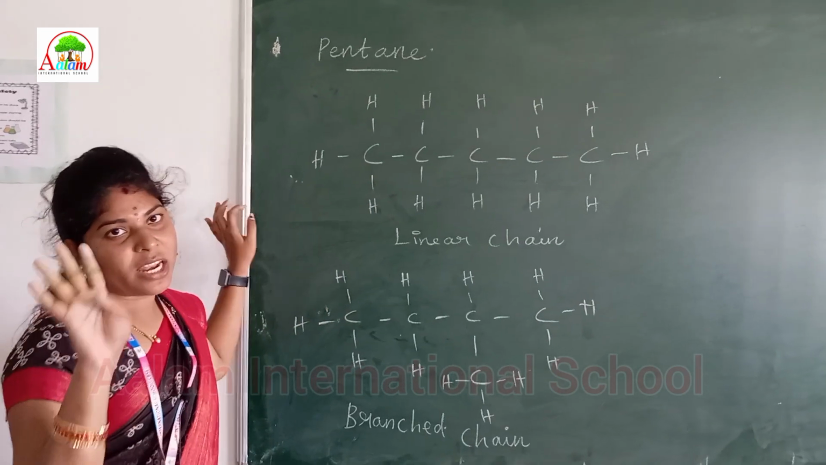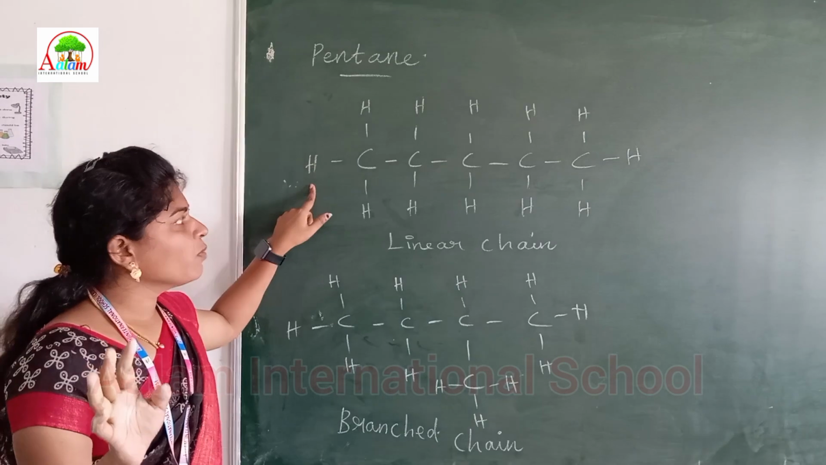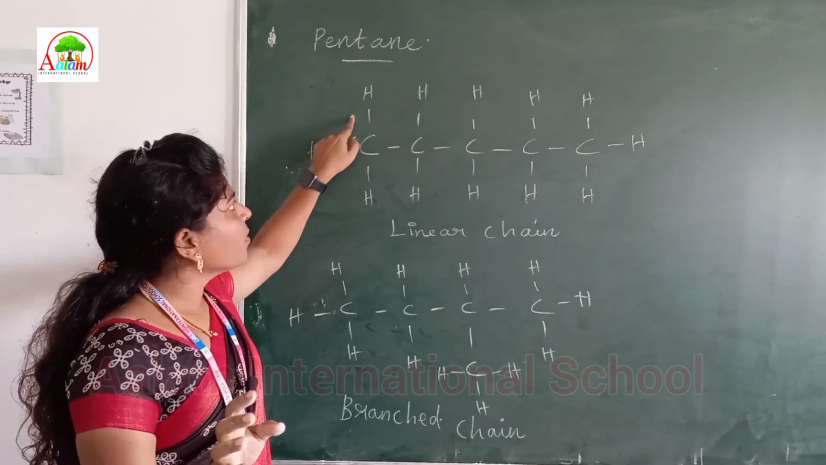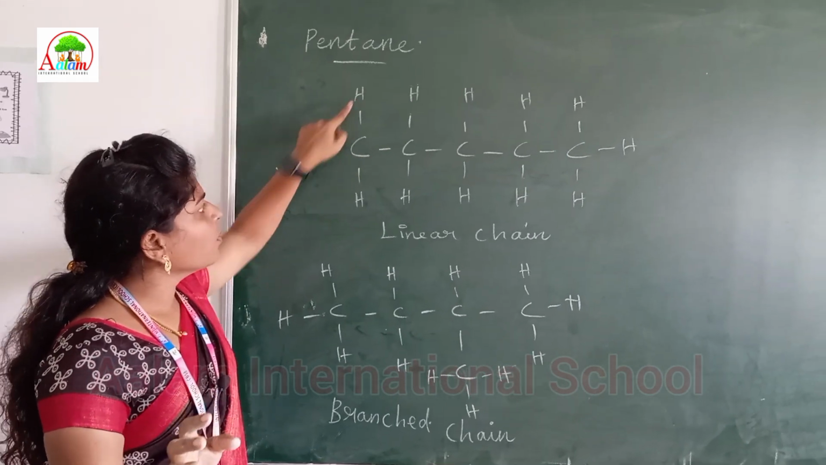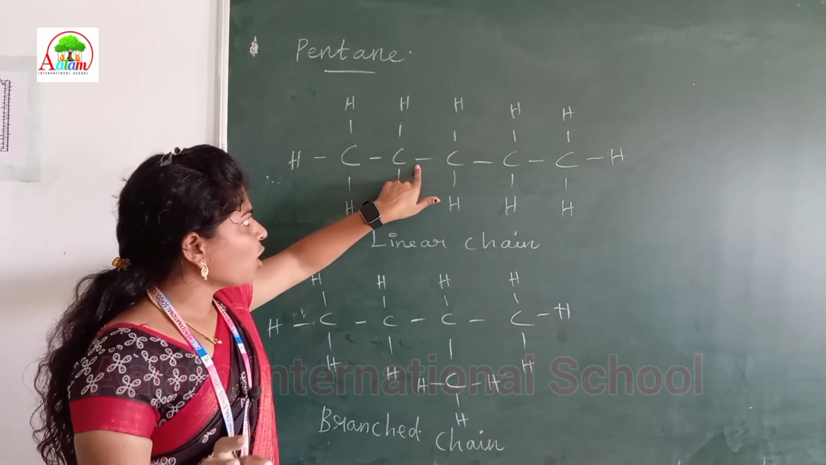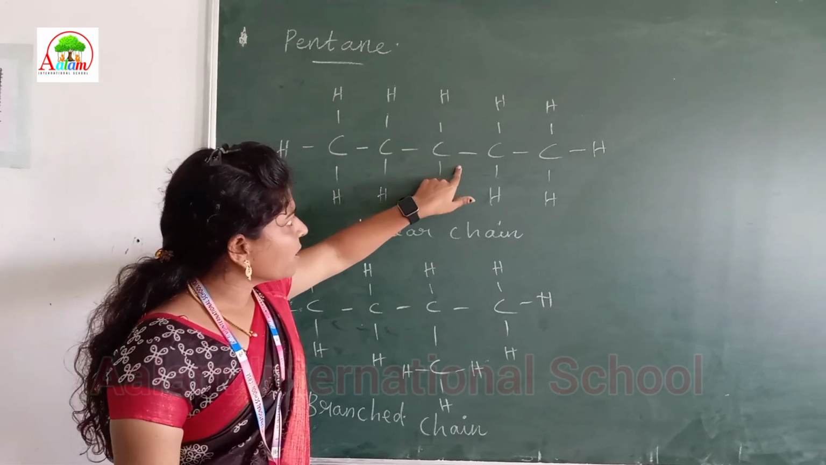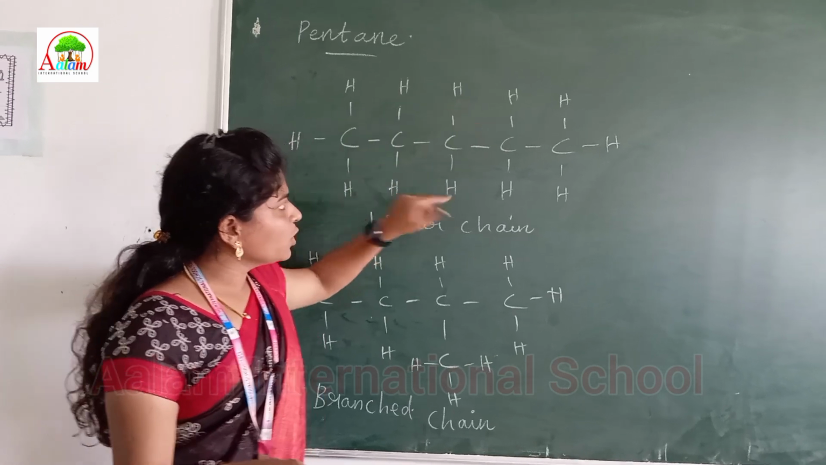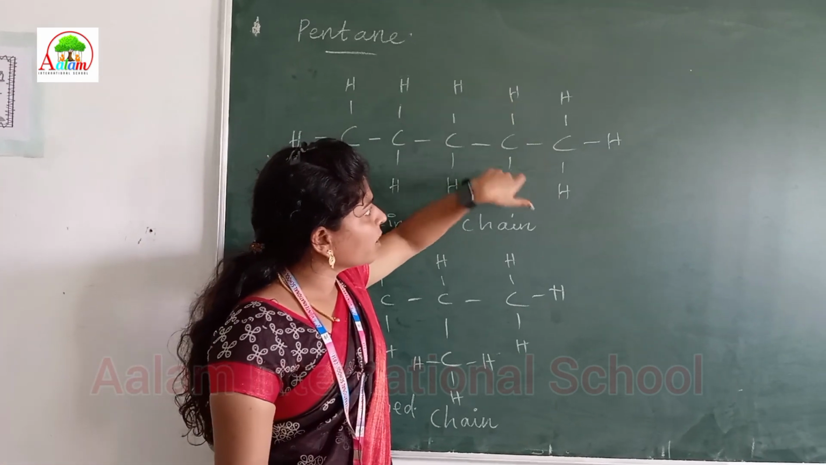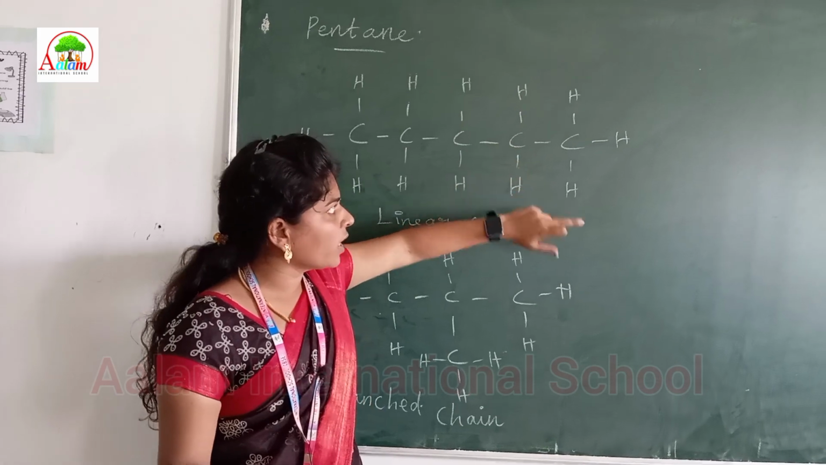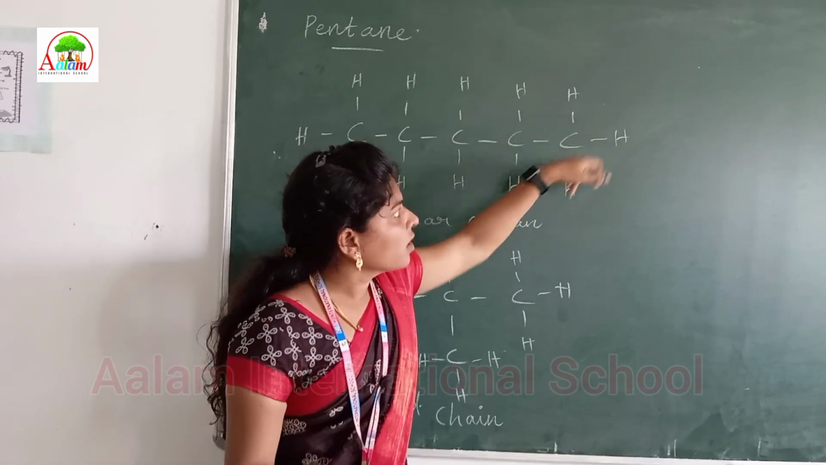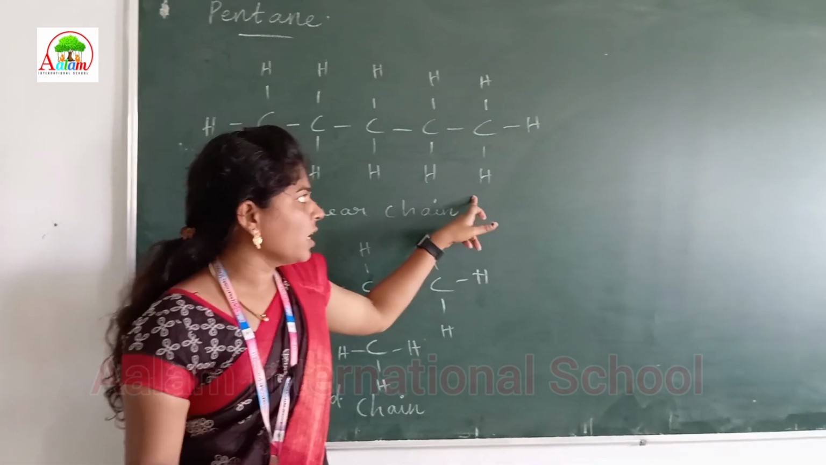Each carbon must balance 4 valency and combine with hydrogen. The first carbon has 4 valency and combines with 3 hydrogen. The second carbon also has 4 valency and combines with 2 hydrogen. The third carbon also combines with 2 hydrogen. The fourth carbon has 4 valency combined with 2 hydrogen. The fifth carbon has 4 valency combined with 3 hydrogen.